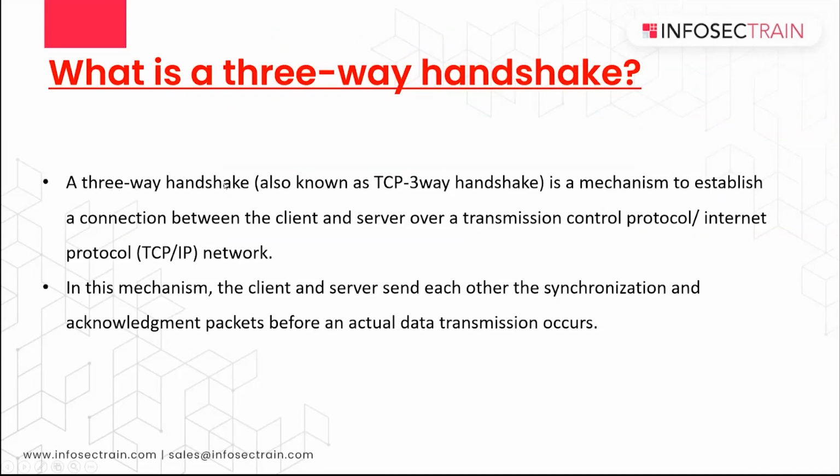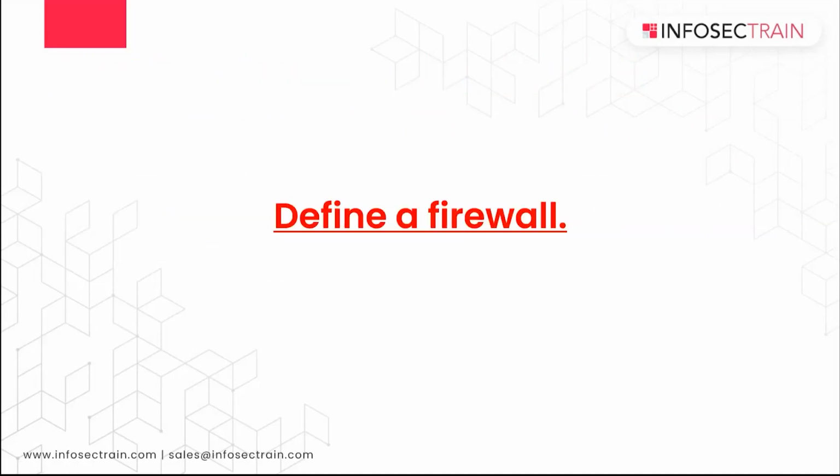Okay. So a three-way handshake, also known as the TCP three-way handshake, is a mechanism to establish a connection between the client and the server over a Transmission Control Protocol, TCP/IP, network. In this mechanism, the client and server send each other the synchronization packet and acknowledgement packet before actual data transmission occurs.